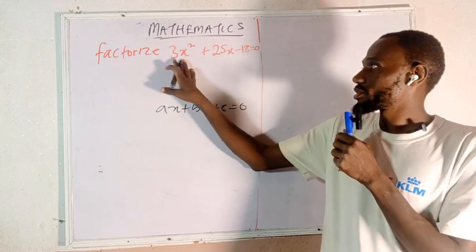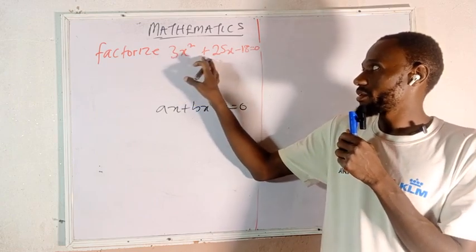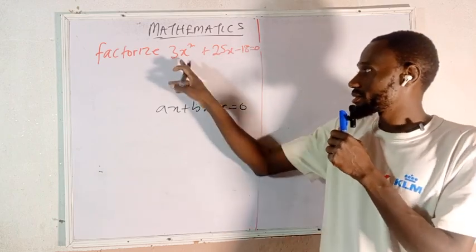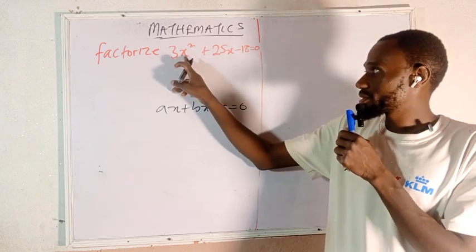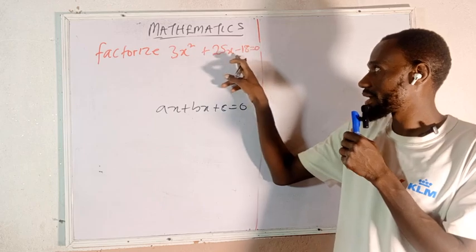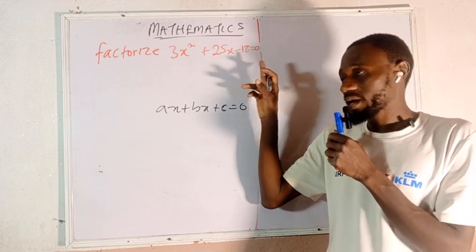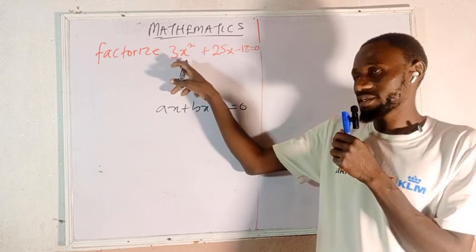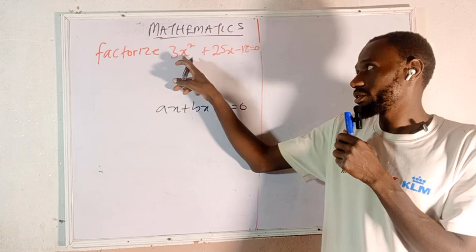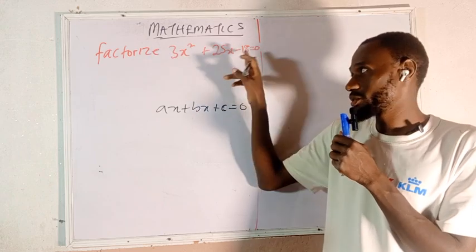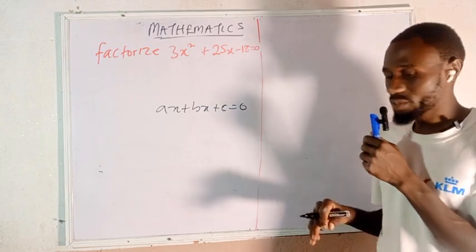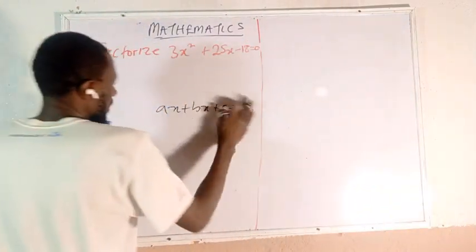And in this question, if you look at this, it is 3x² + 25x - 18 = 0. That is, the x² now has a coefficient. Therefore, you must multiply this 3 times 18. Had it been that x² doesn't contain any coefficient, if the coefficient is 1, then you cannot multiply with this 18. Therefore, now let's go into the question.